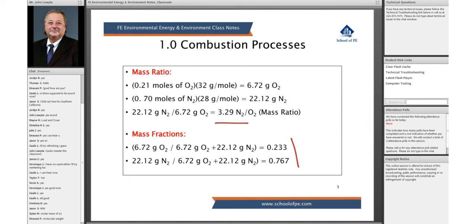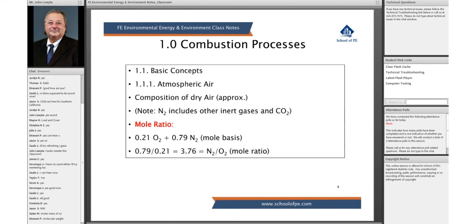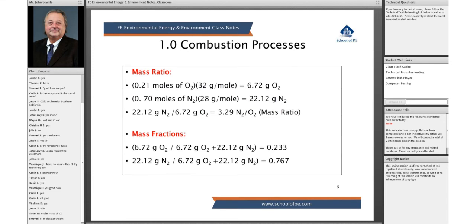So anyway, if you look at this here, on a mass ratio, remember we talked about the nitrogen to oxygen ratio on the earlier slide, 3.76. That's on a mole basis. If you look at it on a mass ratio, it turns out to be 3.29. We're dividing 22.17 nitrogen by 6.72. So a little bit of difference, so you've got to be careful. The 3.76 is in your handbook, and I'll note where that happens. So that's the mass ratios.